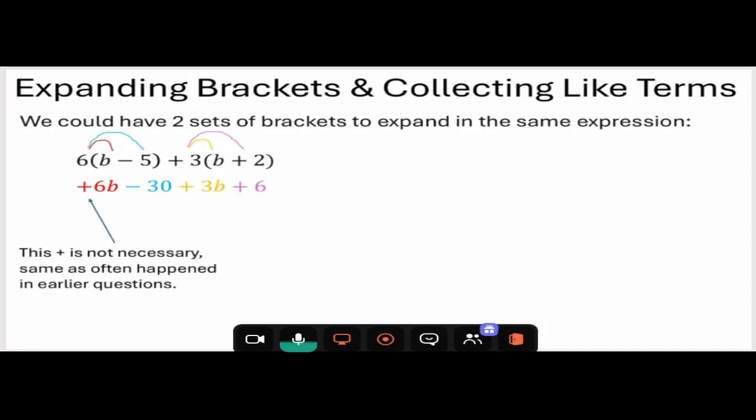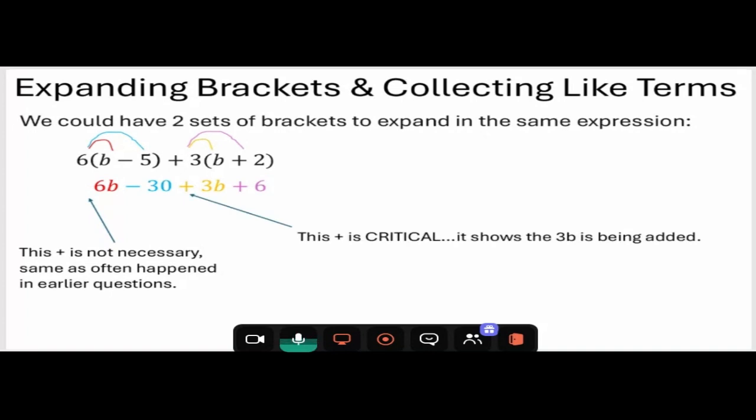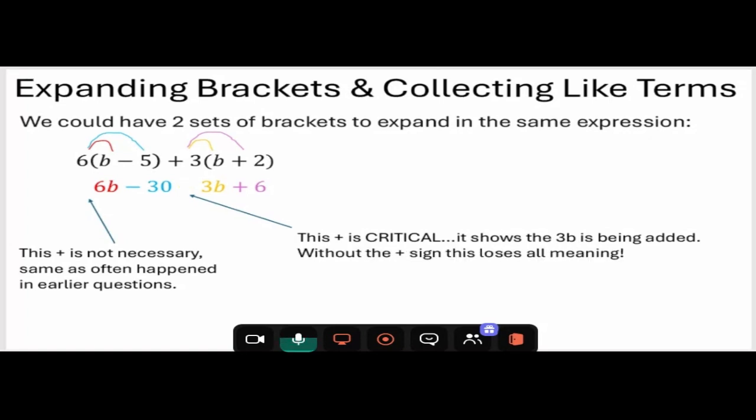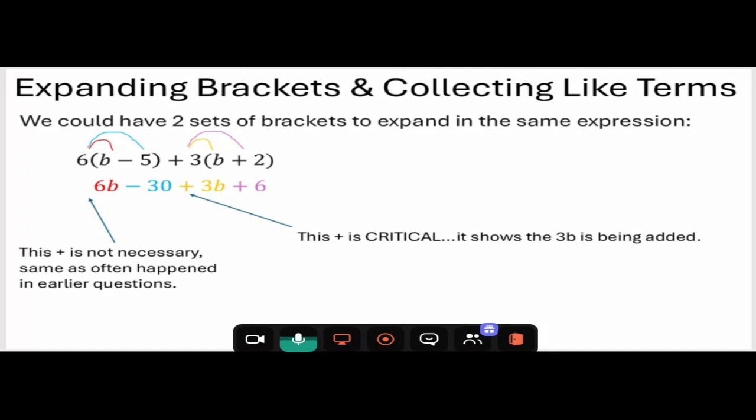And once again, that plus there is not necessary. We don't need to put that plus there. It doesn't make a difference, right? If the plus is there or not there, it's the same thing. That plus there is absolutely critical, because if we didn't bother to write that plus down, which I see all the time students do, what does that say now? 6b minus 30 space 3b plus 6. No, it's not 6b minus 30 space 3b plus 6. It is 6b minus 30 plus 3b plus 6.